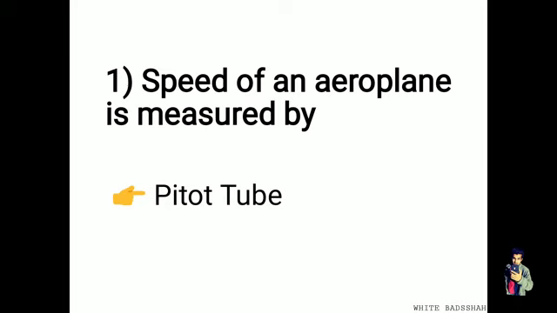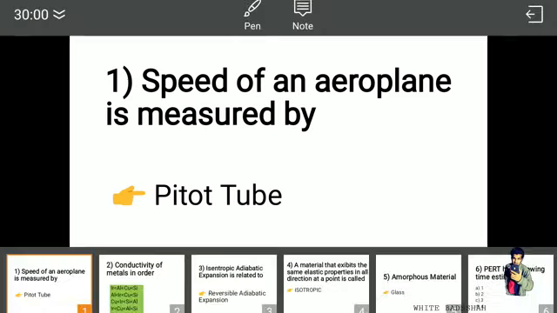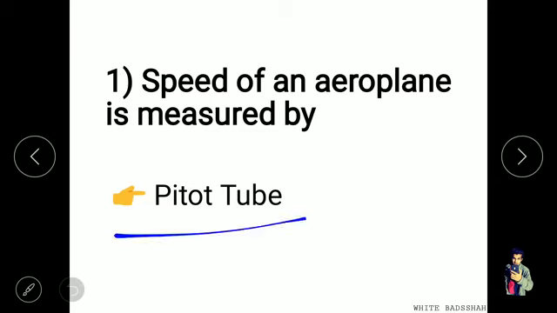Most important questions for mechanical engineering technical exams. So let's see the first question. The speed of an aeroplane is measured by the pitot tube. The right answer is pitot tube. With the help of the pitot tube, we can measure the speed of the aeroplane.